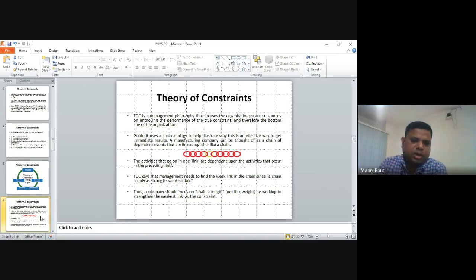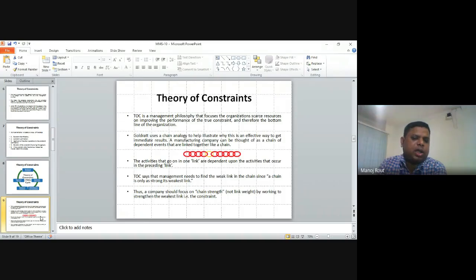In that case, if you go to the theory of constraints, it's a particular management philosophy that focuses the organization's scarce resources on improving the performance of the true constraint, and therefore the bottom line of organizations.